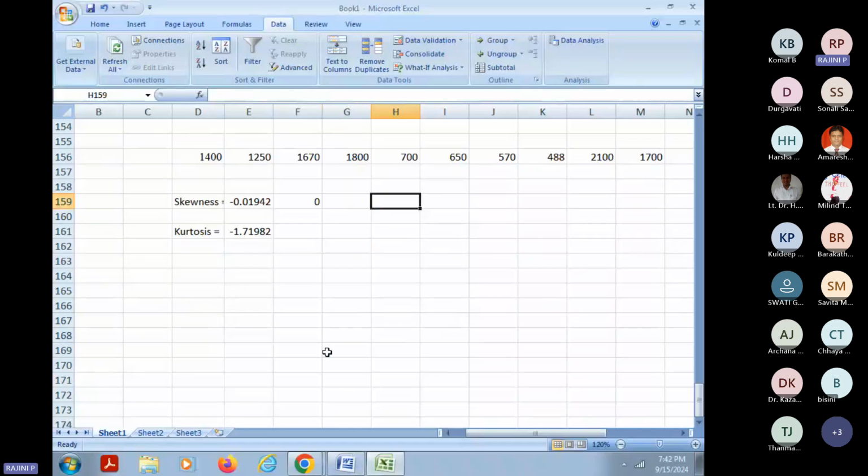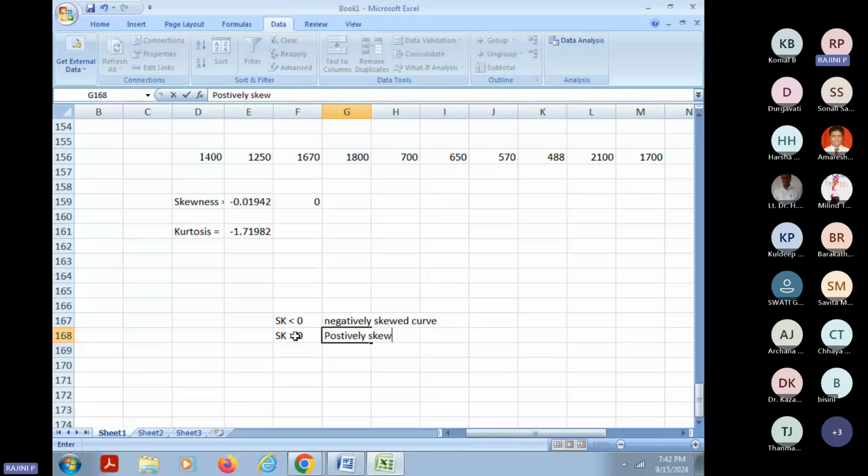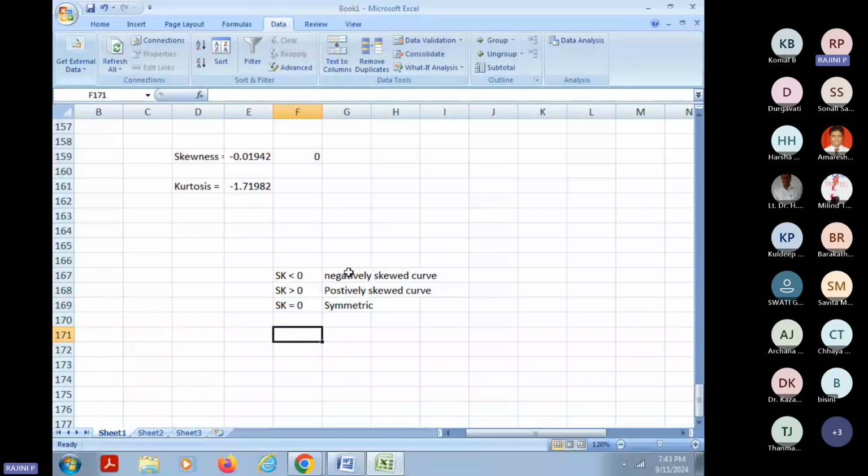Yes, remember, if the skewness value is less than 0, then we say that the data has a negatively skewed curve. If the skewness value is greater than 0, that means the data has a positively skewed curve. And if the value is equal to 0, that means the data has a symmetric curve. So this is one thing we need to check.